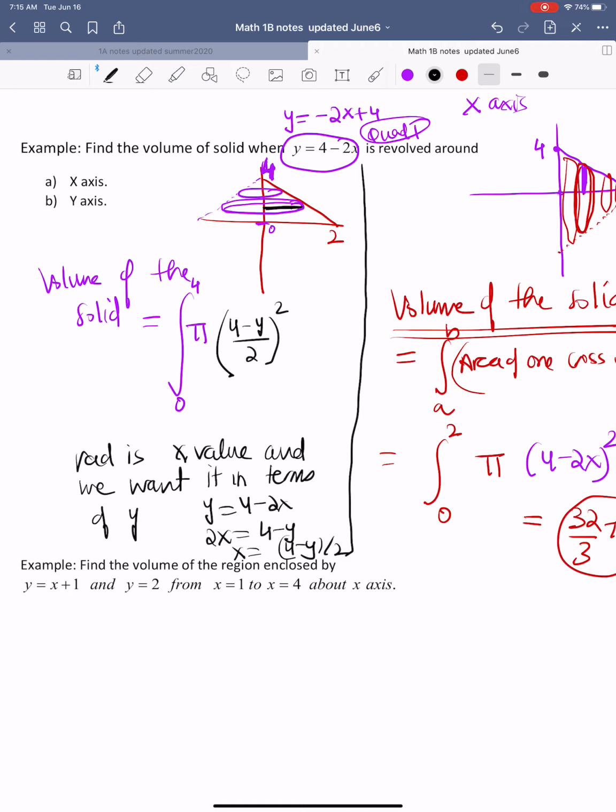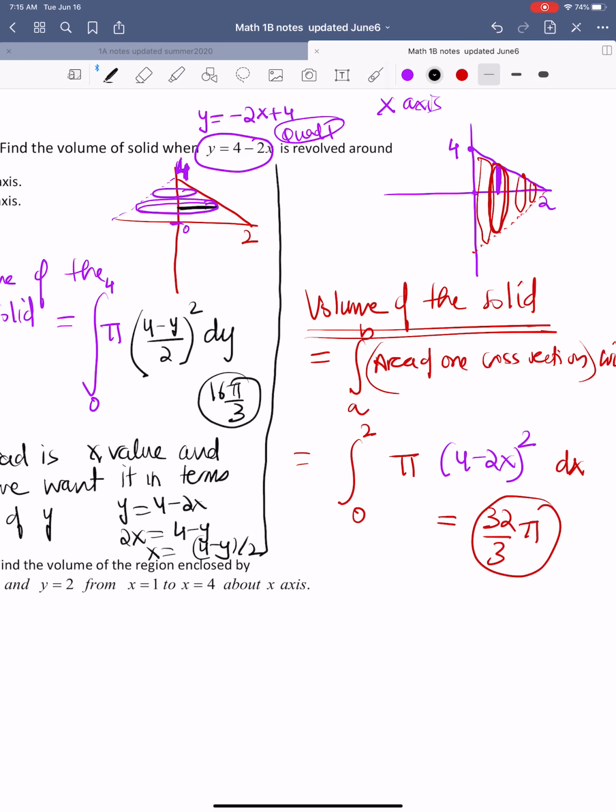That's the x value. And the width will become the operator dy whenever we are integrating. And evaluating this integral, this turns out to be 16 pi over 3. As again, you can see, if you revolve the same curve about the x or y axis, your volumes are not going to be the same.